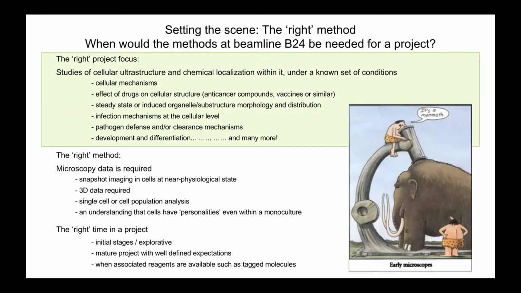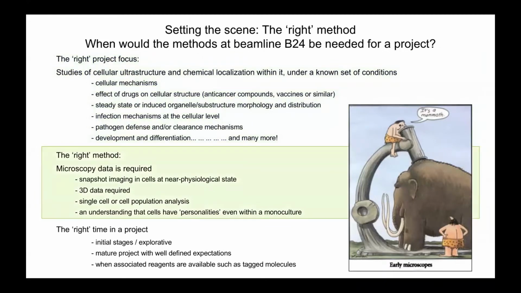In general, the group that will use B24 will have a project focus studying cellular ultrastructure and chemical localization within it under a known set of conditions. And this is a fancy way of saying that you're probably looking into cellular mechanisms, maybe studying the effects of drugs on cellular structure. And when I say drugs, it could be anti-cancer compounds, it could be vaccines or similar. You might be looking into the steady state or induced organelle and substructure morphology and distribution within a cell, looking into infection mechanisms at the cellular level, or perhaps even pathogen defense and clearance mechanisms, development and differentiation, and many more. So that gives you an idea of the type of projects that we see at the beamline.